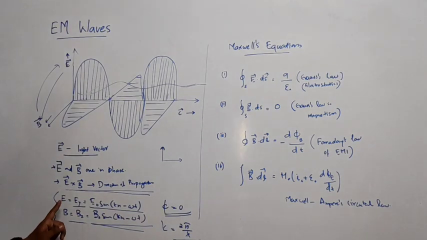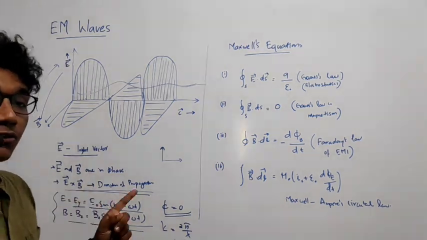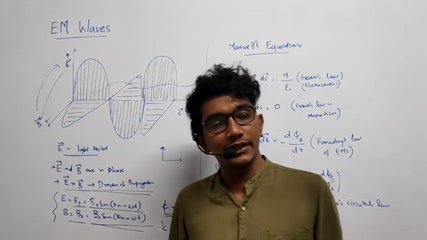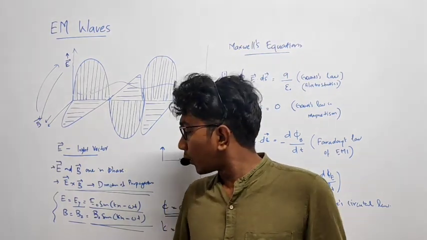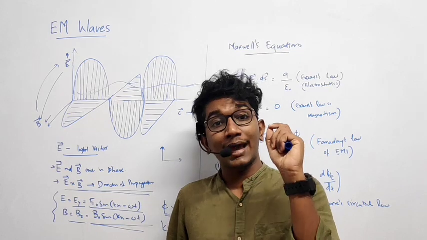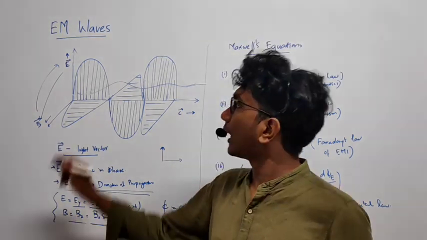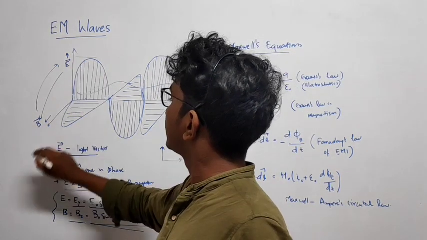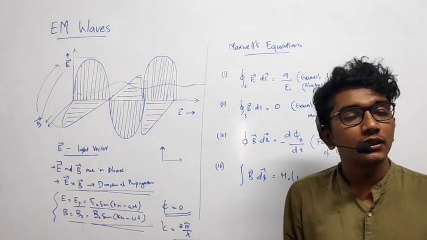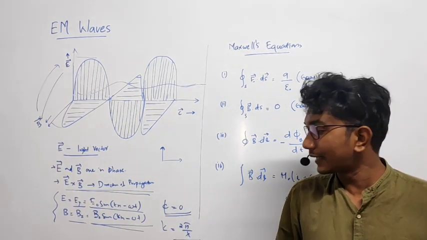Alright. And what is E and B? E and B are the instantaneous values of the electric and magnetic field. Instantaneous value. What about E0 and B0? Those are the maximum value or amplitude. Okay, this will be E0 and this will be B0. Alright, amplitudes of electric field and magnetic field.